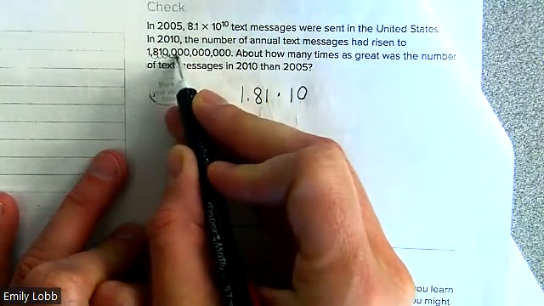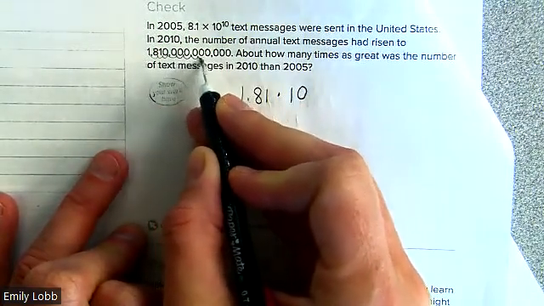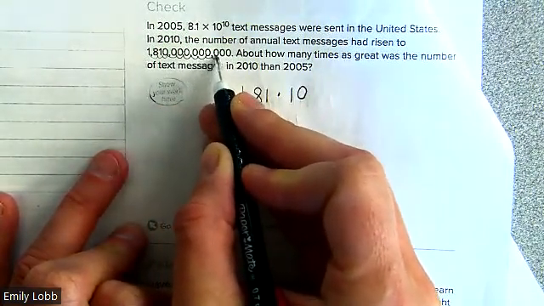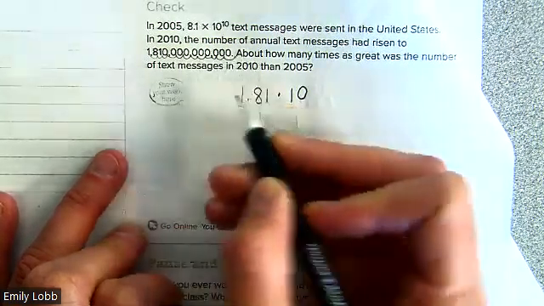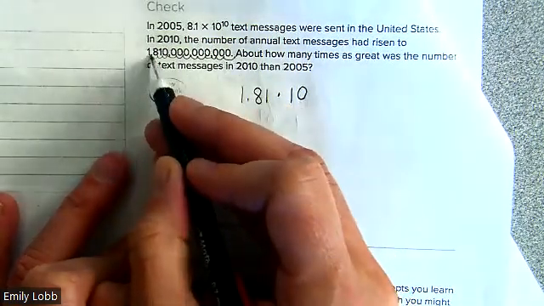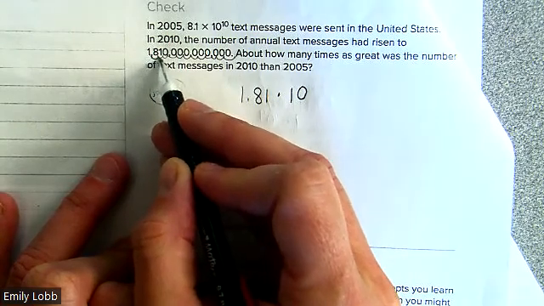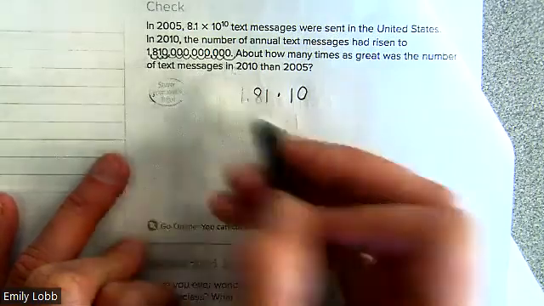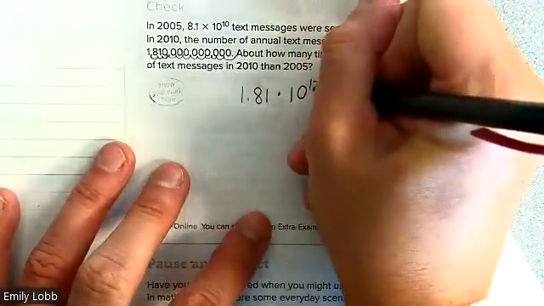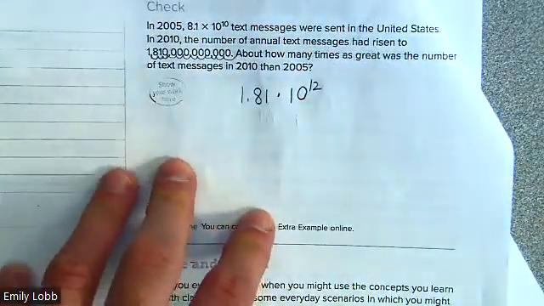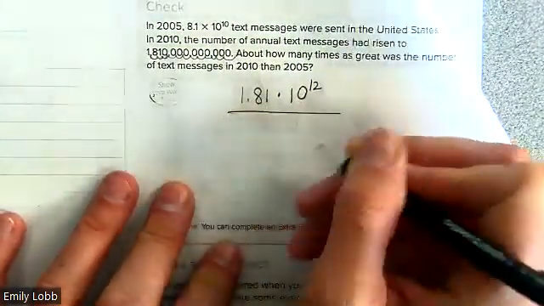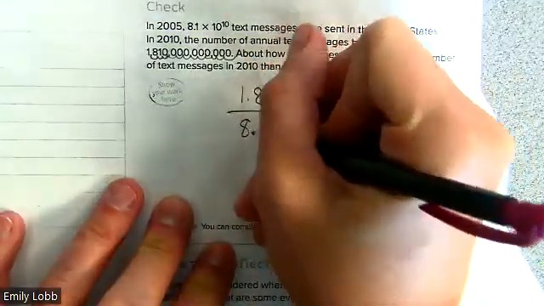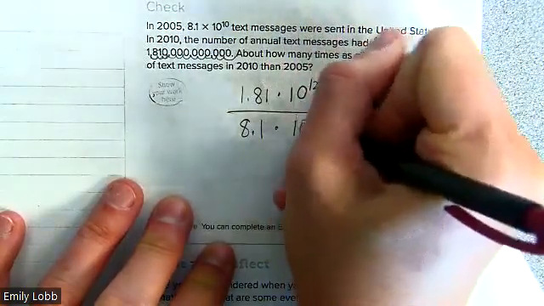1, 2, 3, 4, 5, 6, 7, 8, 9, 10, 11, 12. Well, I'll double check. 1, 2, 3. Yes, 4 groups of 3 zeros there. But we had to move it over. Divided by 8.1 times 10 to the 10th.